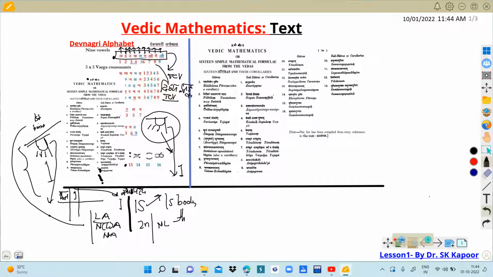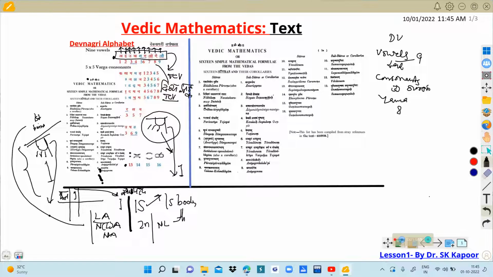Devnagri alphabet is an alphabet of vowels, swaras, which are 9 in number. Then there are consonants, which are 33 in number, Vyanjan. And then there are Yama letters, which are 8 in number.